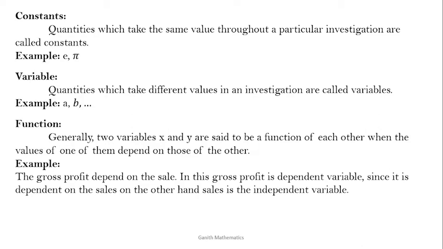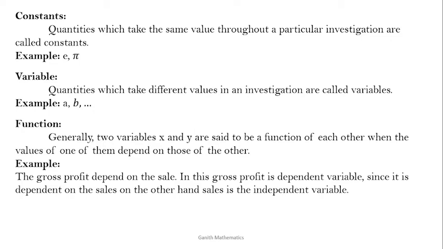A constant is a quantity which takes the same value throughout a particular investigation. For example, suppose you are taking pi is equal to 22 by 7. It is a constant value. We cannot change the value. And variables are quantities which take different values in an investigation. So A, B, C, D or X, Y, Z, we can consider this kind of variables and we can substitute different values to get the output of the particular function or equation.